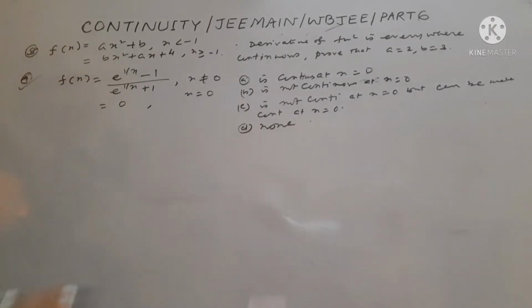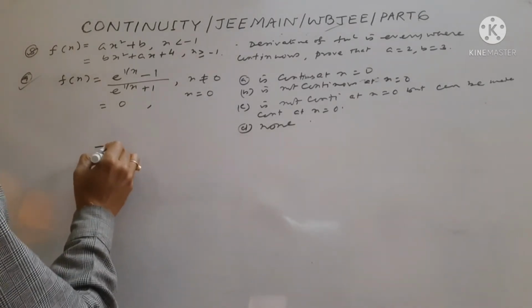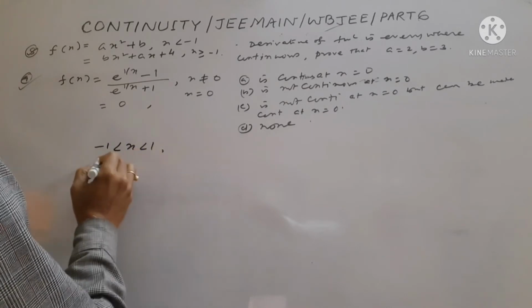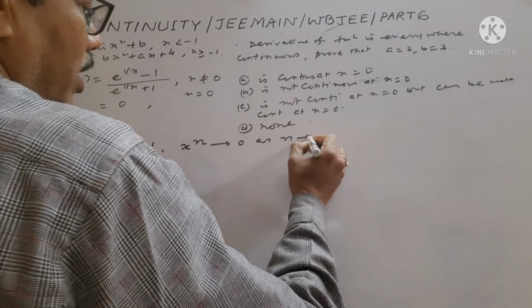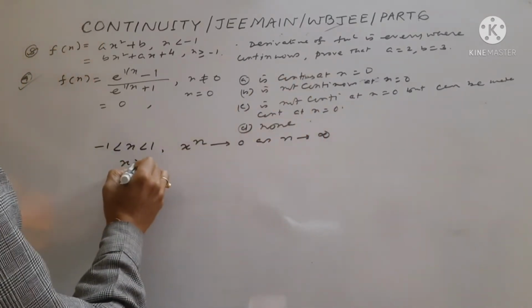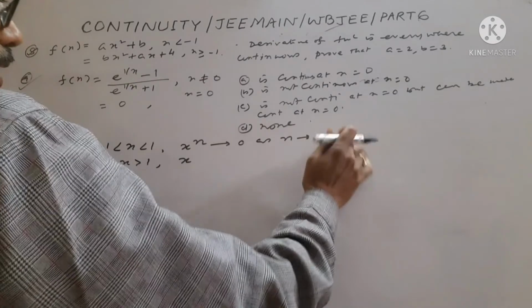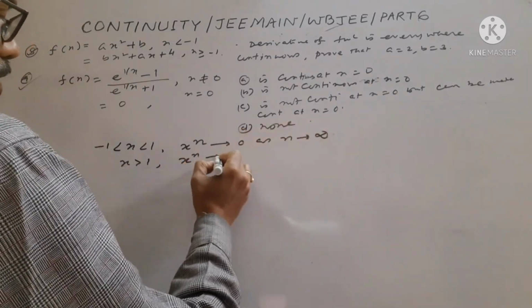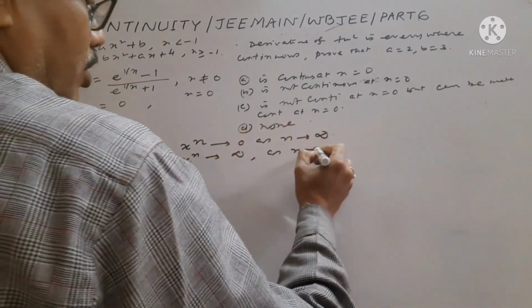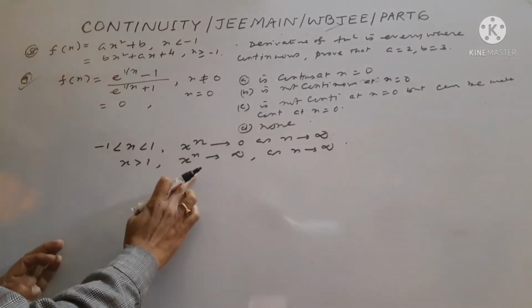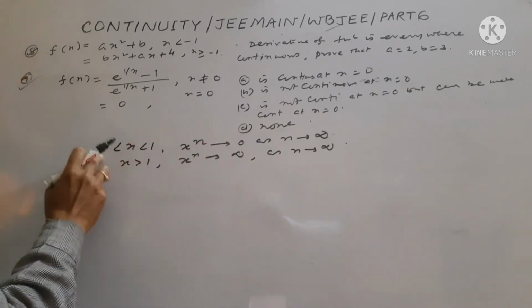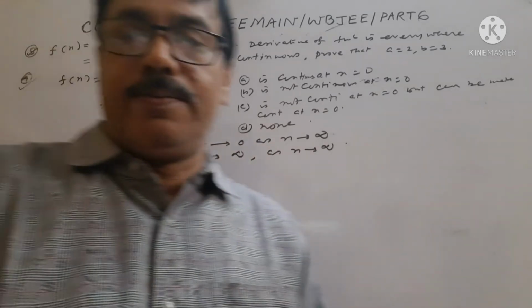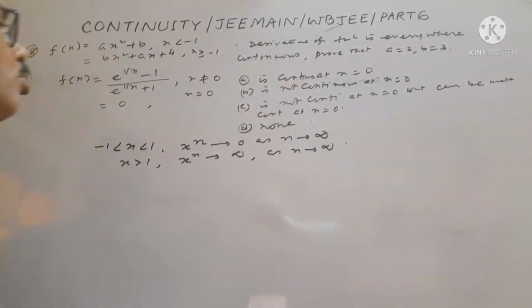Now the rest one, ninth. So e to the power 1 by x. We need a result, which I have already discussed: if x lies between minus 1 and plus 1, then x to the power n tends to 0 as n tends to infinity. And if x is greater than 1, then x to the power n tends to infinity as n tends to infinity. If n is large and x is greater than 1, the value is very, very large. But if it lies between minus 1 and plus 1, then x to the power n tends to 0.